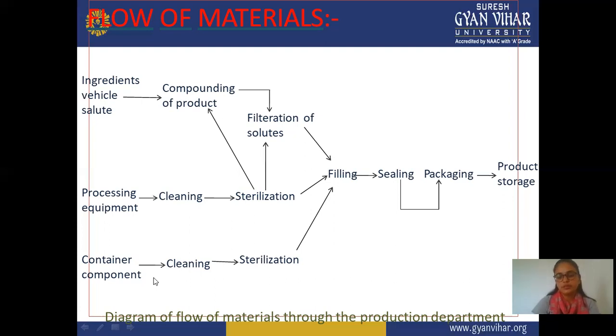And in this container components, mainly your storage or packaging material of your parenteral product. And this you clean and sterilize, same as your equipment process. First clean or sterilize your container, and after sterilization and cleaning, you use this container for filling, sealing, and the packaging of your material. So this is the one diagram or flow chart of production and department or how to produce your parenteral products.